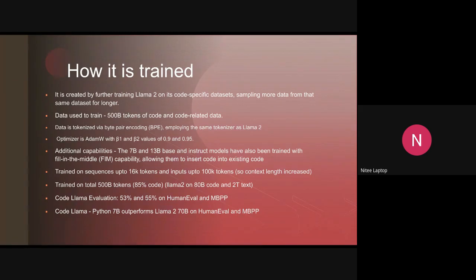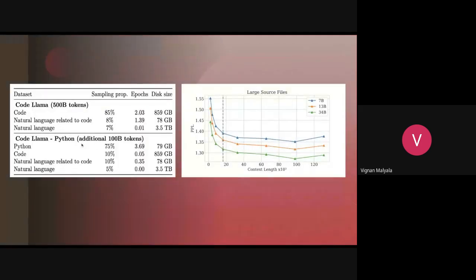I have a question. When you say Code Llama Python 7B, is it trained only for Python coding or for all coding languages in general? What does Python mean here? So it is these 500 billion Code Llama tokens plus an additional 100 billion tokens of Python. That's why it is called Code Llama Python. It is a foundational code model plus Python tokens.